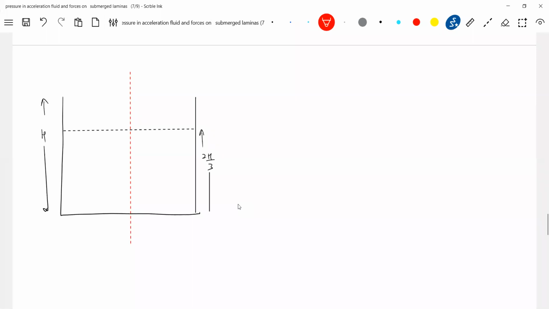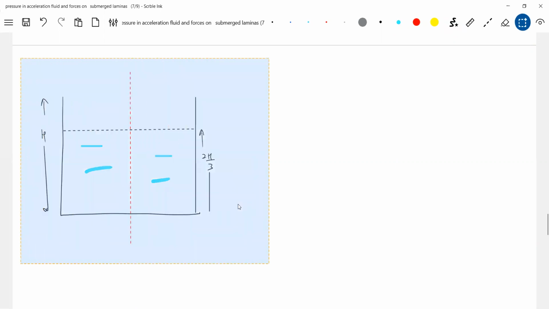Everywhere, this is a liquid. I don't have time, so I'm just putting that one. Now it starts rotating. As I keep on, for any angular velocity, will it be parabolic, or only for specific angular velocity will it be parabolic?